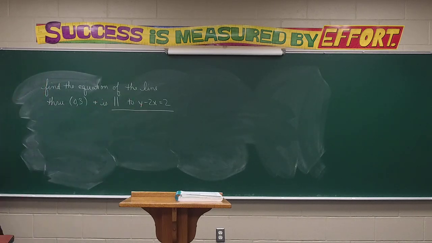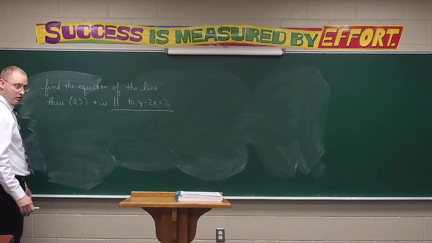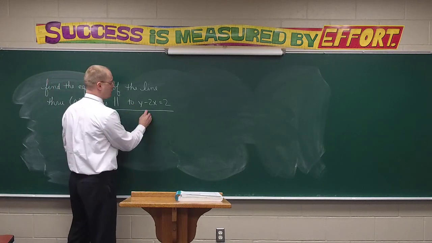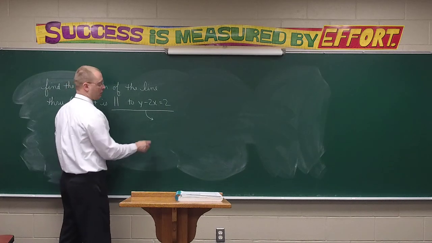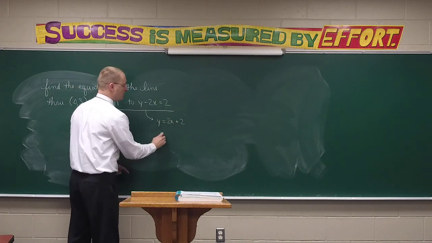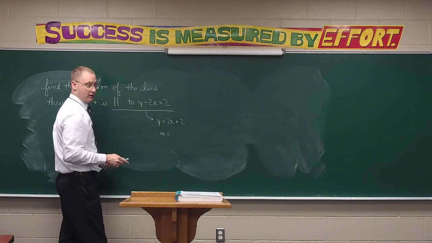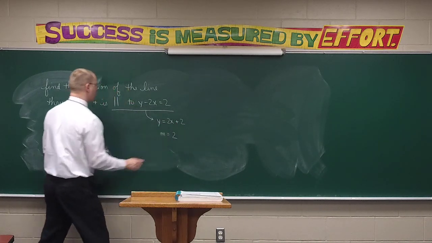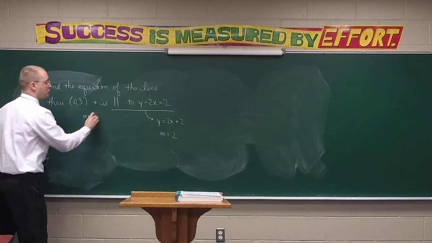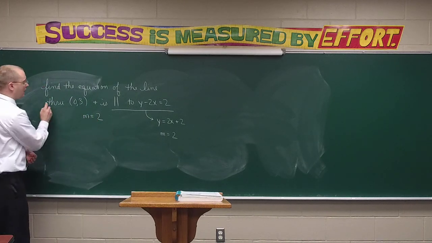Well, what would I need to do, Kendall, to find the slope of the equation that they gave me? Word for word what I was thinking. Put it in slope-intercept form. So what does this equation become? Y equals 2x plus 2. And therefore, what is the slope of their equation? 2. So what is the slope of my equation? Also 2, because same slope.